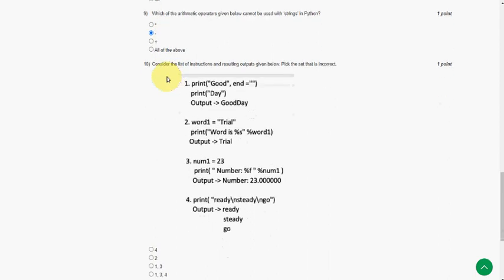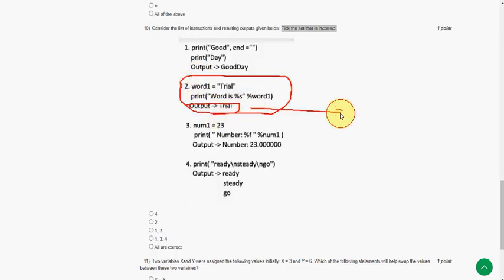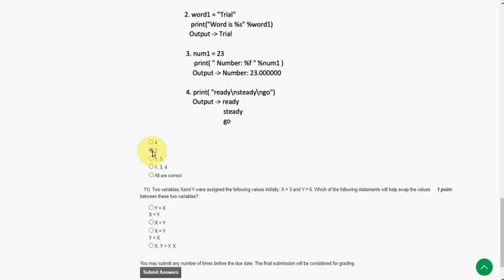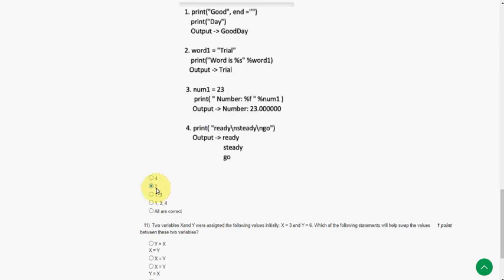Moving on to 10th question, consider the list of instructions and resulting outputs given below. Pick the set that is incorrect. So the second code is incorrect, because they gave output as trial. But when I did this, I got "word is trial". But they gave only trial. So it is the wrong set of input output combination. So only 2 is the wrong set, so the second option is the correct answer.